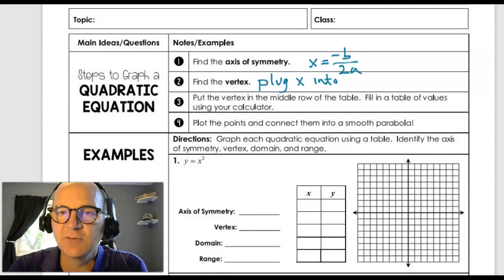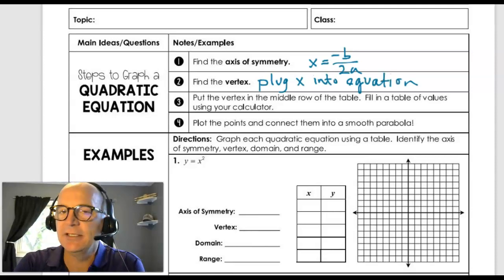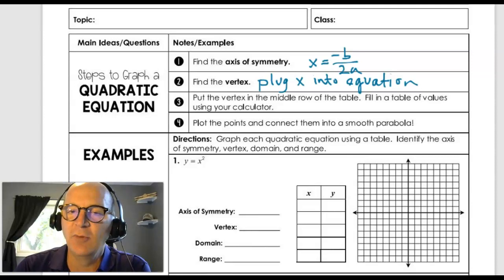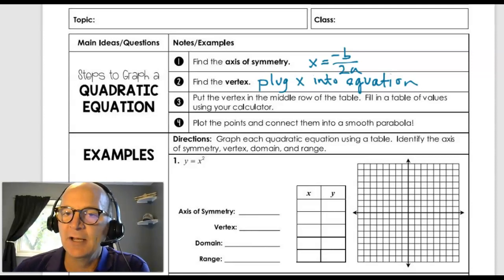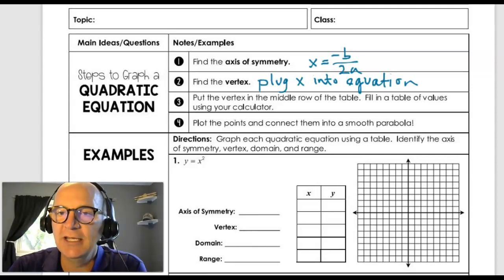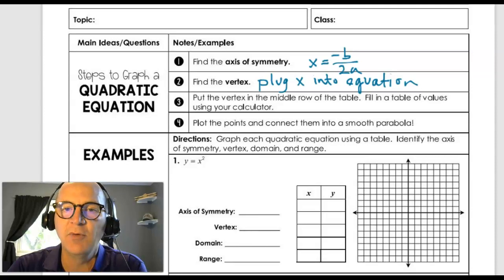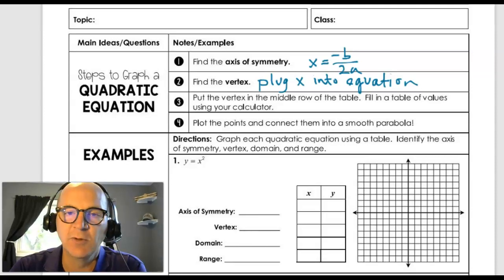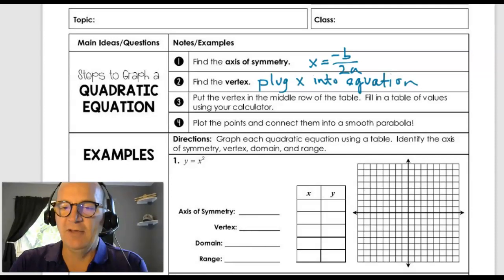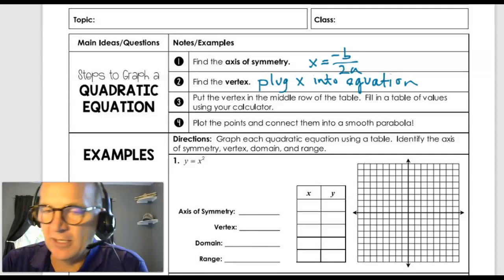And to find the vertex, we're just going to plug the x into the equation to find out the y value, and then we can have both the x and the y. Once we have the vertex, we can put that in the middle of the row of the table and then use our graphing calculator to come up with the rest of the values. Or we could use Desmos, one of the two, to do that. And then we're going to plot those points on the graph, and then of course we'll create the parabola.